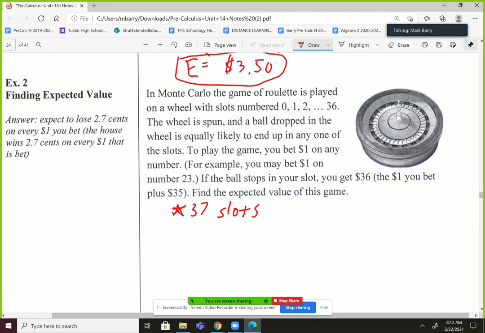That's the same idea: when you're subtracting and counting all the numbers, there's actually an extra one there, okay? And so what this means is that since there's 37 slots, the probability of each slot would be 1 out of 37. So whatever number I pick, I have a 1 in 37 chance of winning, okay? My probability of winning is 1 over 37.